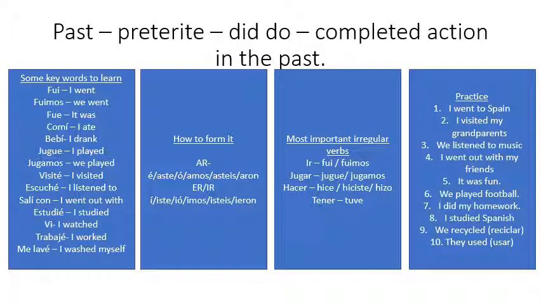Notice with the preterite, we've only got 2 sets of endings to learn. We have the AR ending, and then all the other verbs are ER or IR. So let's take our friend to live, vivir. Take off the IR and we get viví, viviste, vivió, vivimos, vivisteis, vivieron. Remember, I lived, you lived, he lived, we lived, you all lived, they lived.